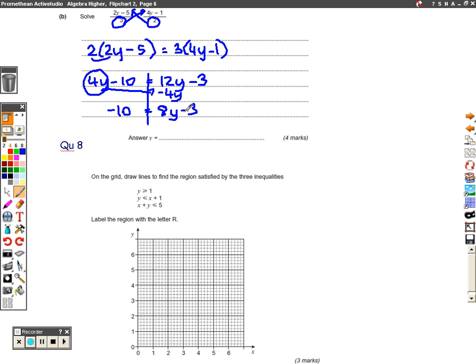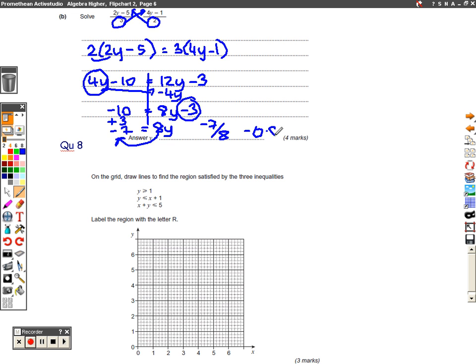When we bring our minus 3 across, it's going to become plus 3. So minus 7 is equal to 8y. Last thing we need to do is bring our 8 across and divide by 8. So your answer could be minus 7 over 8, or if you've got a calculator, minus 0.875.